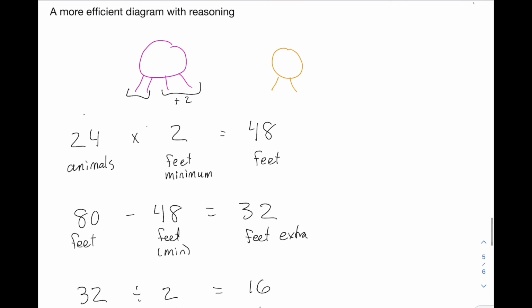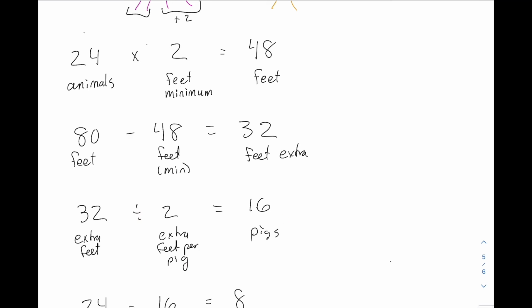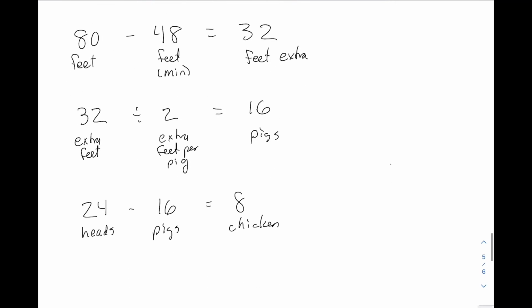So again, what did I do? I thought about that process with pictures, but instead I said, okay, well, let's just work through this. Let's give them all 2 feet. That's my 48 feet. Whoops, I don't have enough. I need 32 more feet. So I better be adding legs on to some of these chicken pictures. 2 legs at a time gives me 16 of the pigs. And so I end up with 16 pigs, 8 chickens.